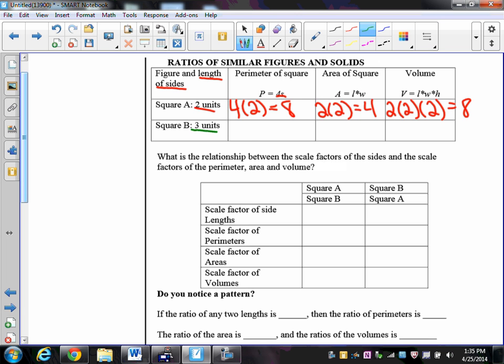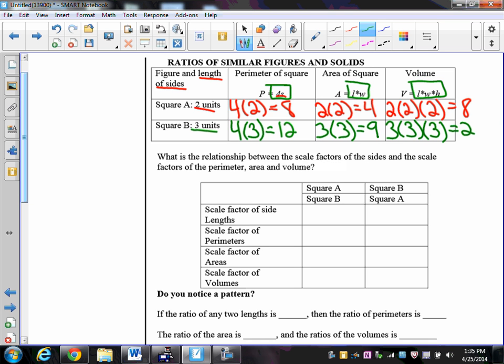So the other one, which is 3 units, I'm going to have 4 times 3. Again, I'm just substituting in for these formulas here. 3 times 3 is 9. And the volume is going to be 3 times 3 times 3, which is 27.